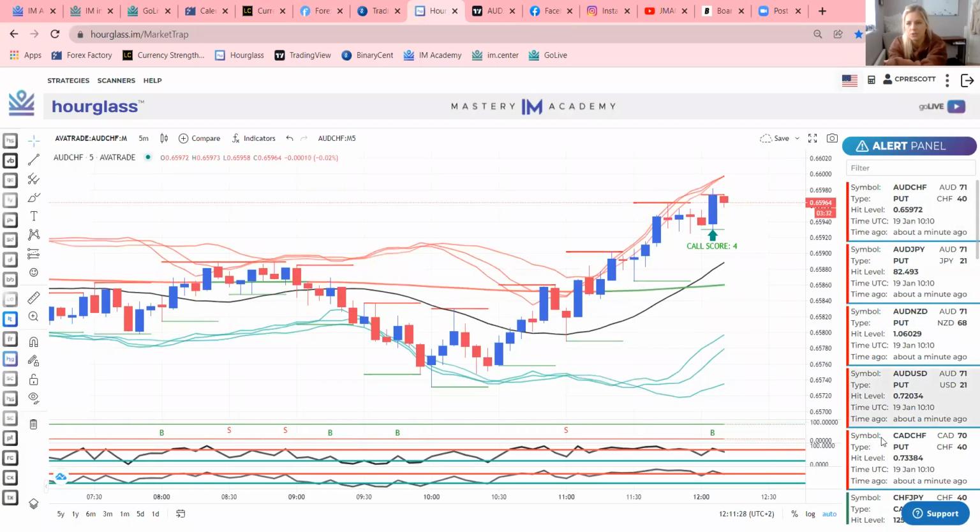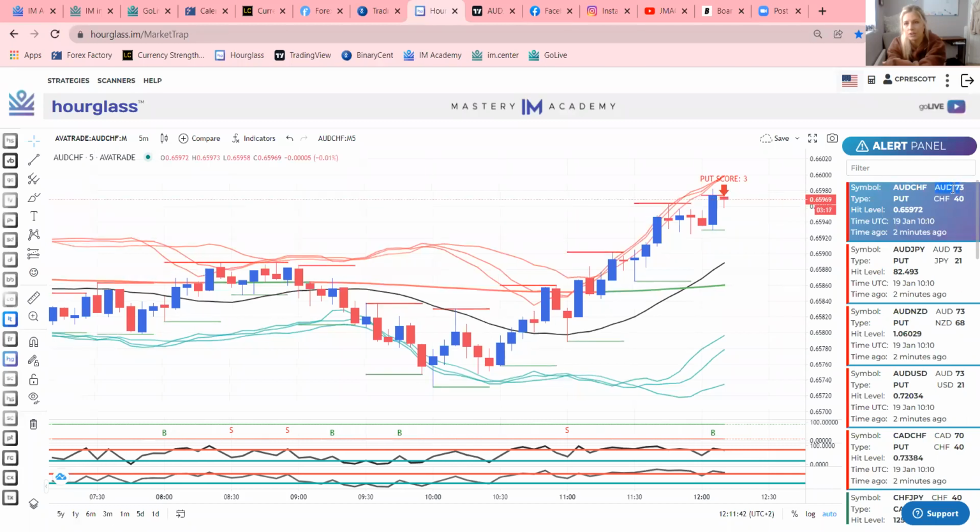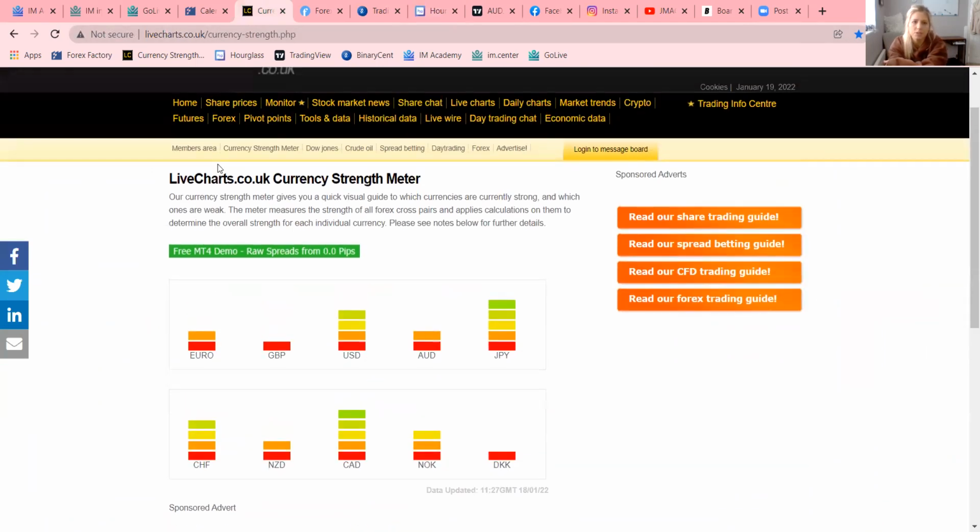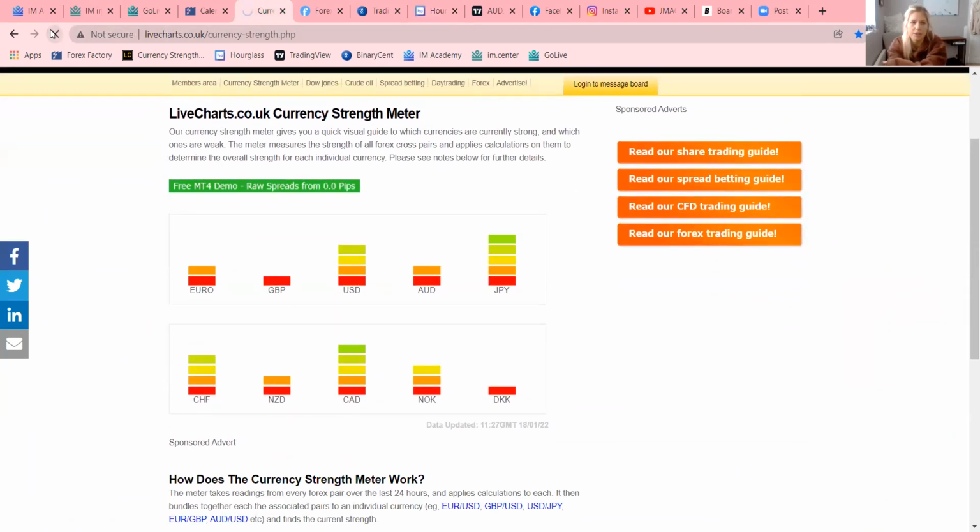On Hourglass, when you've got your currency pairs on the side here, you will see these two numbers corresponding to each of the currencies on the side. One of them should, and hopefully will, be bigger than the other. The currency with the highest number is the strongest, and the currency with the lower number is the weaker. You can check it here on Market Trap. On every currency pair, you'll see the currency strength, but you can also use a few other websites. So we have live charts. And this one, you want to make sure you refresh every single time you go on it.